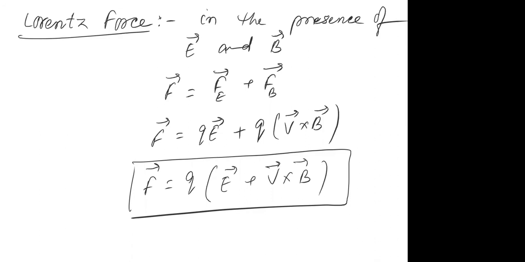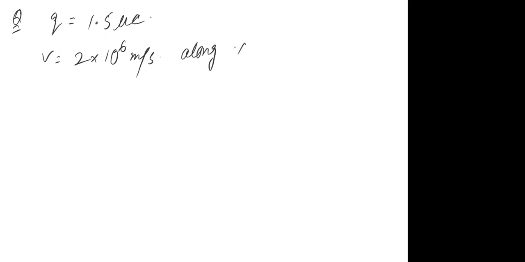So I have a question for you now. I have a charged particle whose magnitude is 1.5 microcoulomb. This is the magnitude of the charge. The speed of the charged particle is given as 2 into 10 to the power 6 meter per second, and this speed is along the x-axis. It is mentioned in the question.